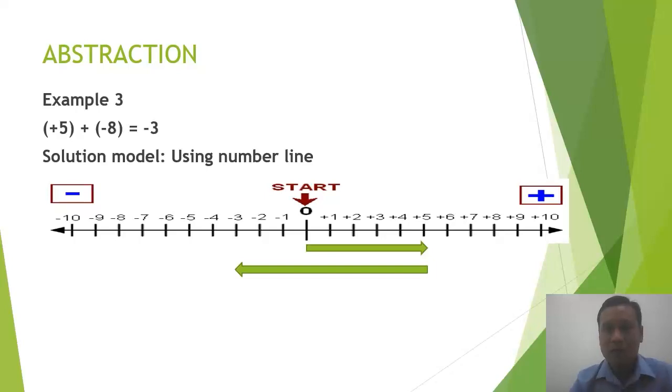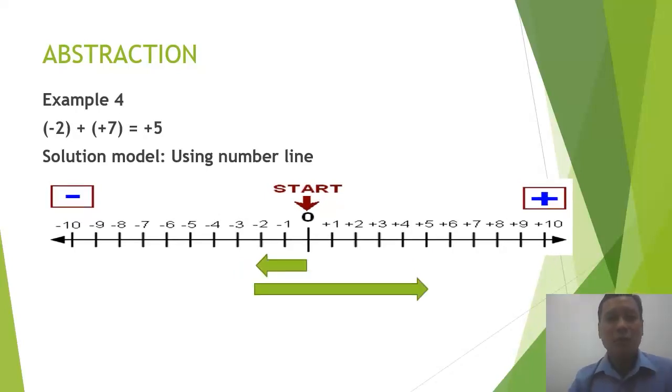So you start with positive 5 and go to the left because that is negative 8. So count 8 units going to the left to represent negative 8. Count 1, 2, 3, 4, 5, 6, 7, 8. So we end up at negative 3. That is why in our answer, positive 5 plus negative 8, the answer is negative 3. Get it? Want another example?